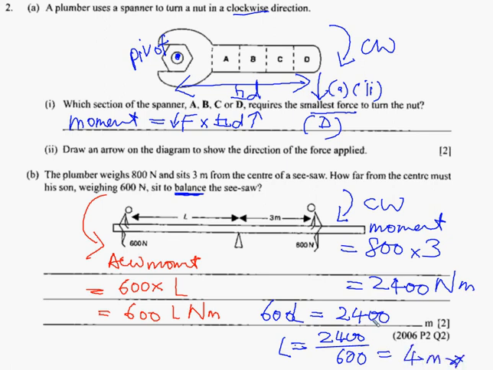Okay, how do you check that your answer is correct, that it's 4 meters? Look at the diagram again. Because the weight of the son is smaller than the weight of the plumber, if I have a smaller force, I need to increase my perpendicular distance so that it is greater than 3 meters, so that it can balance. So 4 meters looks to be a reasonable answer. Okay, so that's all for this question.